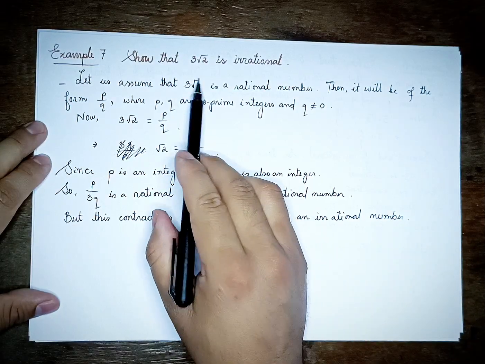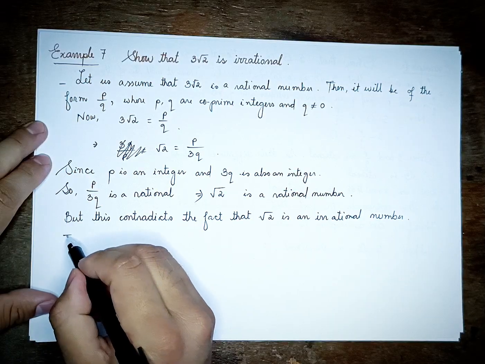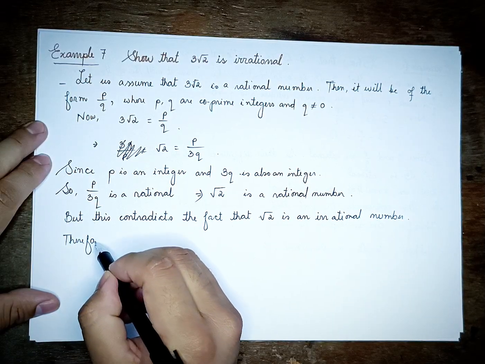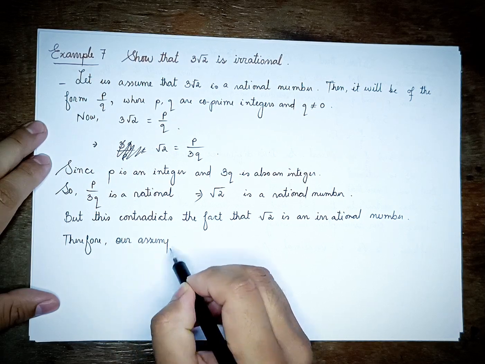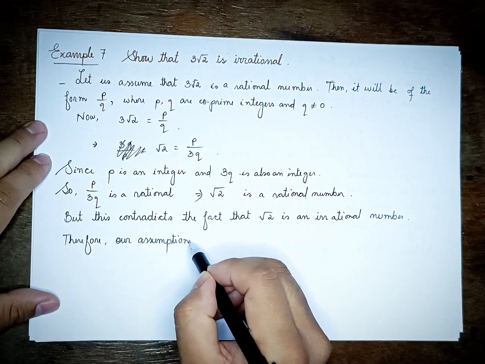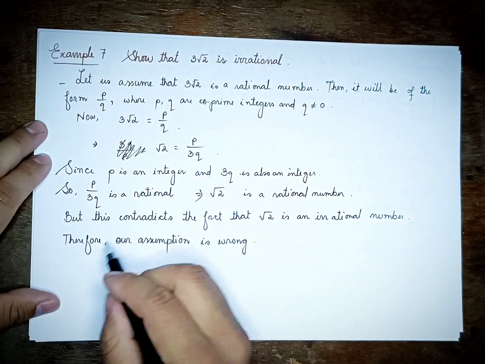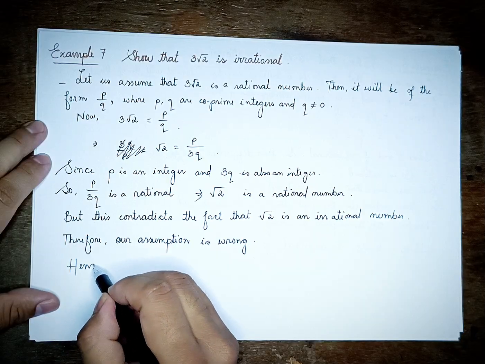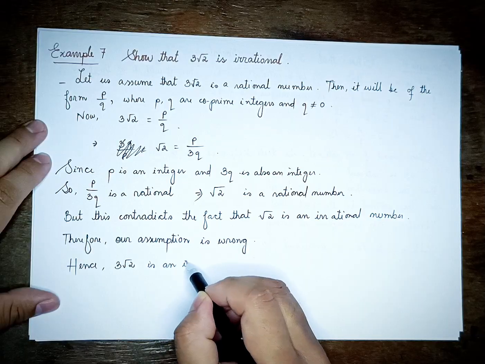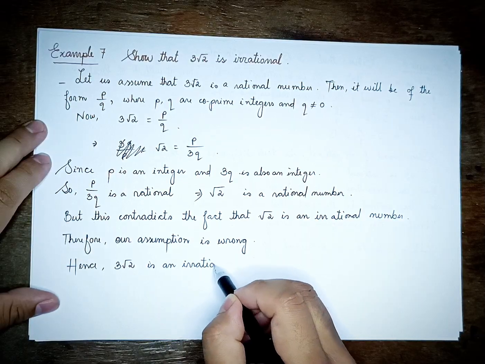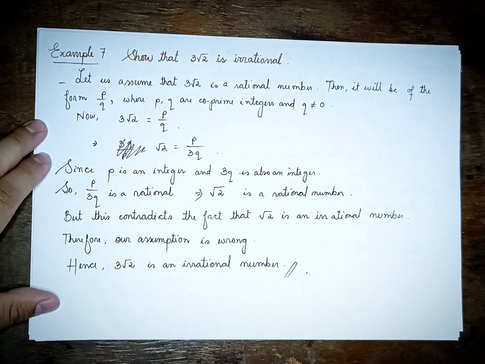Therefore, our assumption that 3 root over 2 is a rational number is wrong. Hence, 3 root over 2 is an irrational number. Here it finishes.